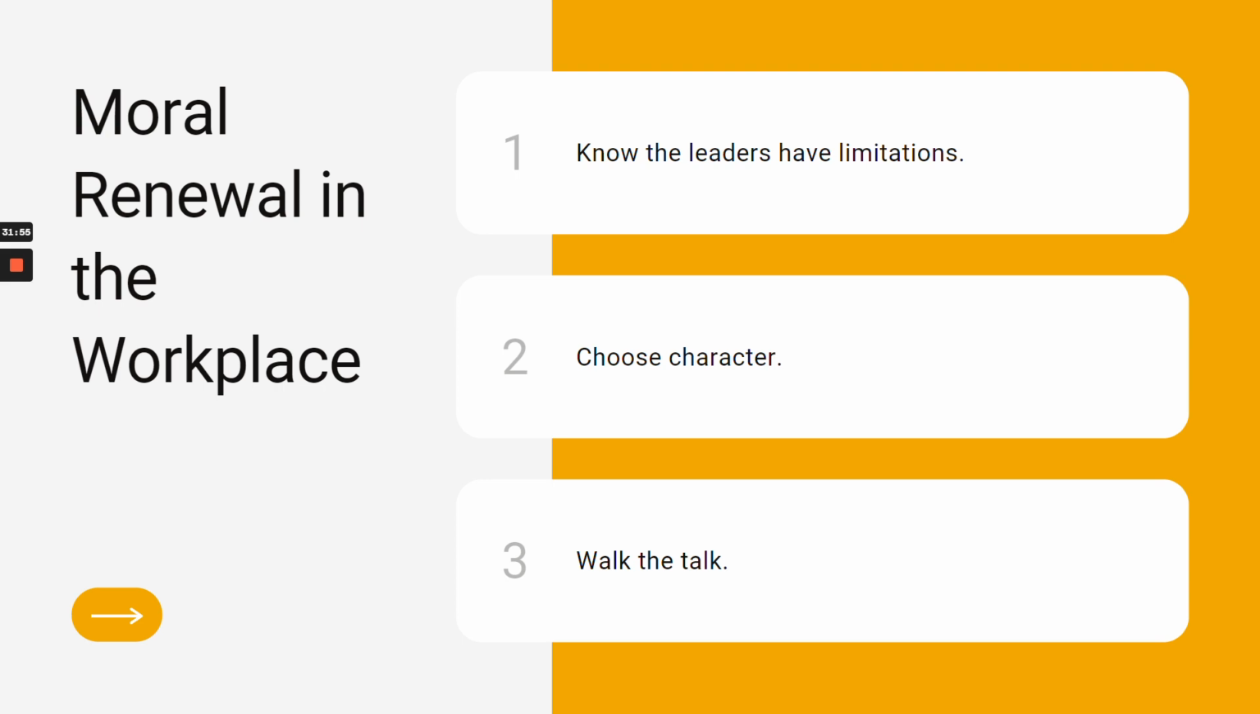So you have to know that the leaders have limitations. They cannot do everything, right? They may excel in many aspects, but they still have limitations.